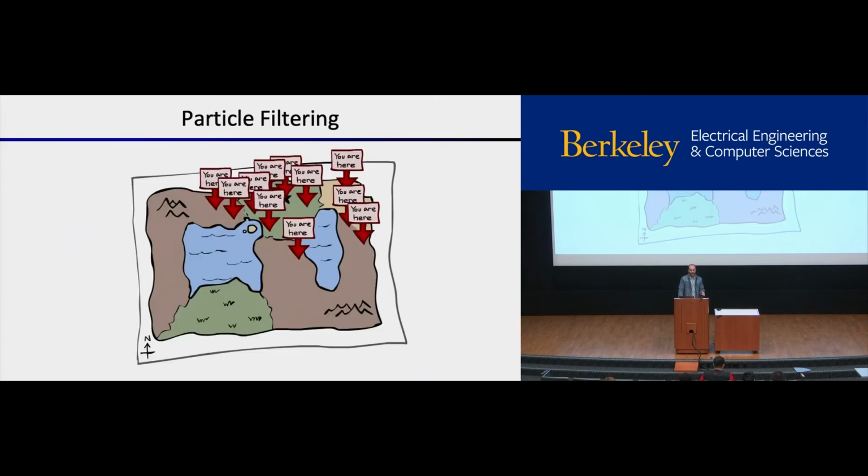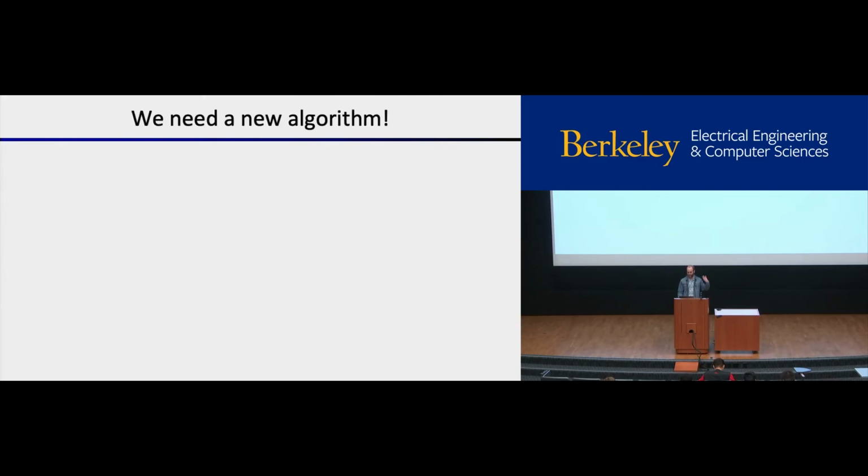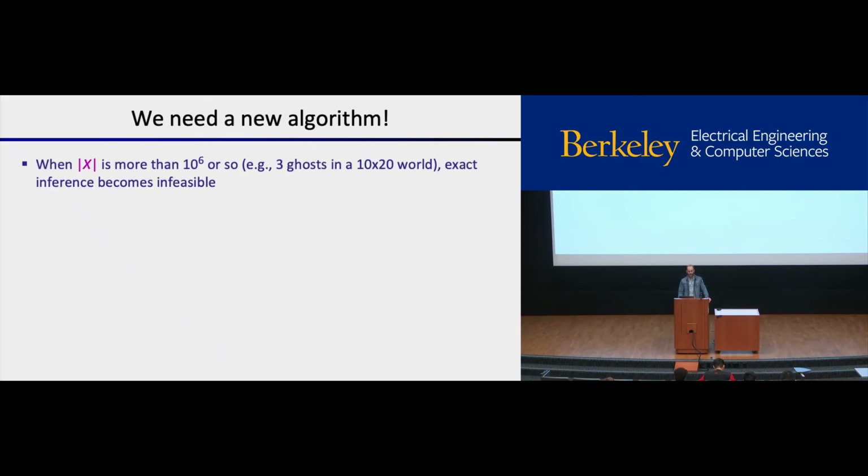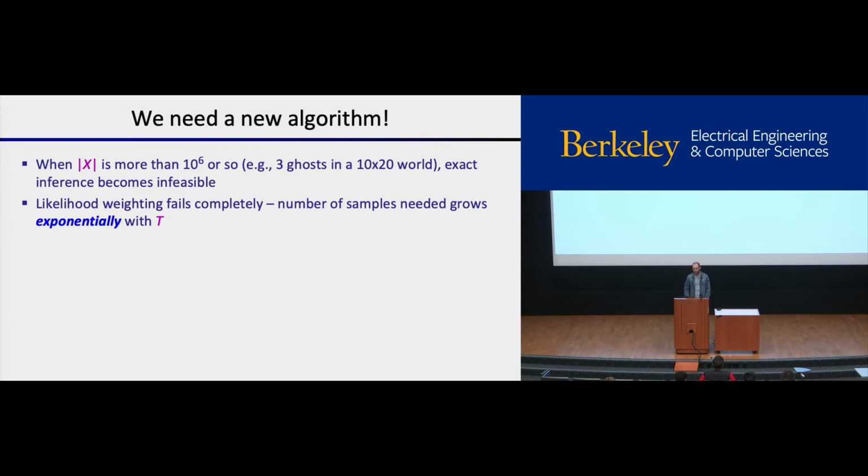Now let's talk about algorithms for doing inference in dynamic Bayes nets. The algorithm we're going to talk about is called particle filtering, and it is pretty simple. At least there's not as much manipulating symbols as in the forward algorithm. Okay, we need a new algorithm. If the size of the state space is more than 1 million or so, exact inference becomes infeasible. Likelihood weighting fails completely because the number of samples needed will grow exponentially with t.